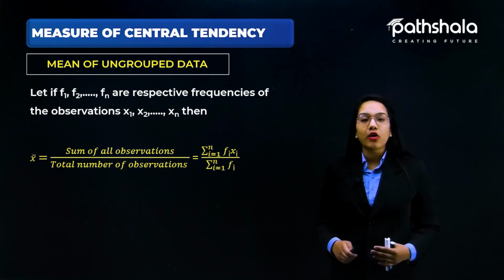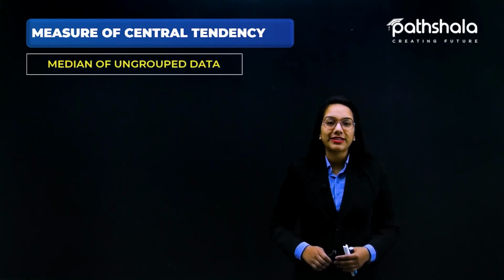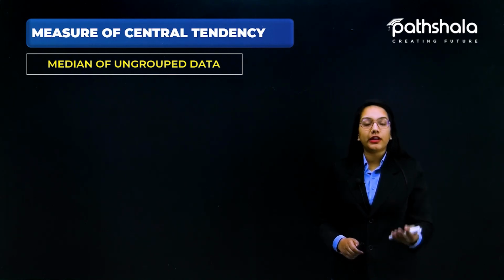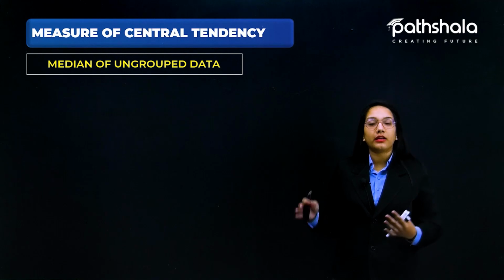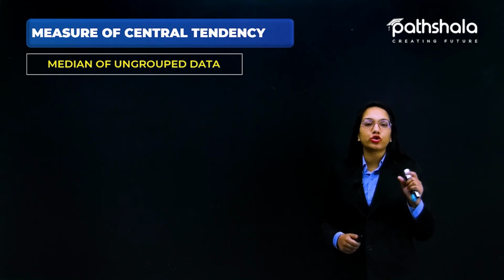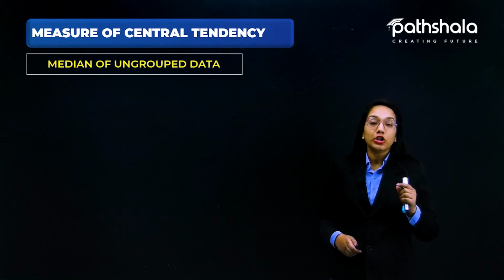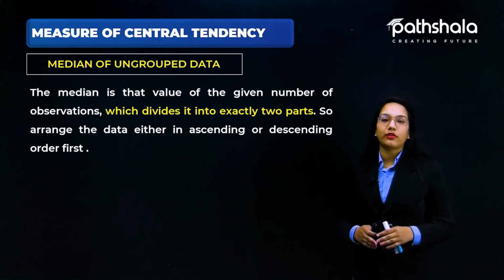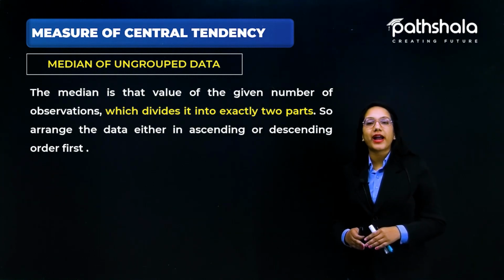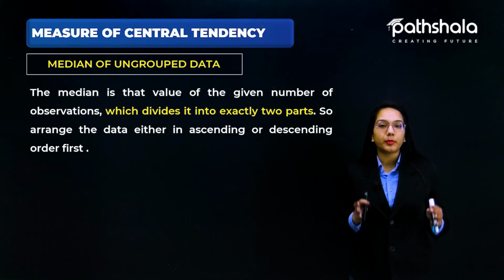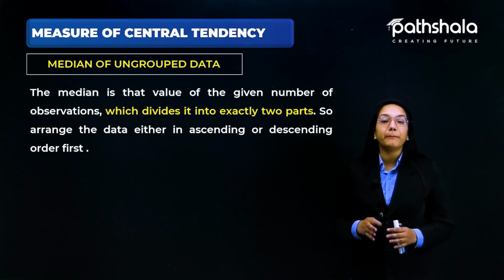Now let's move on further towards the median. So what can we say about the median of the ungrouped data? We definitely knew from the experiment that Mary and Harry did that median is nothing but called the middlemost value of the observation. So let's see what is the definition of the median. Median is that value of the given number of observations which divides it exactly into two parts. That particular value is nothing but called the median.